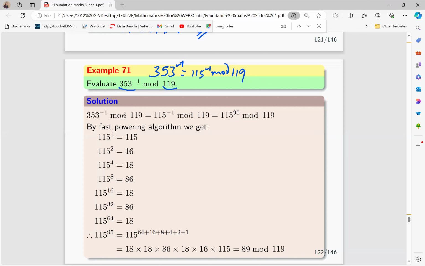But what is this according to Euler? It will be 115 raised to Euler phi of 119 minus 1. 119 is not a prime number. So we get to find out what are the factors of 119. 1 plus 1 is 2. Which number can go there actually?